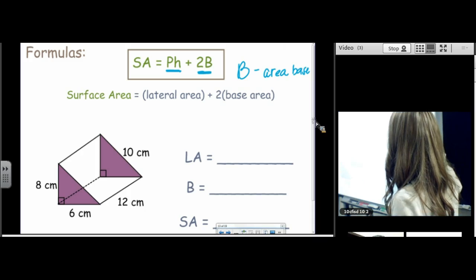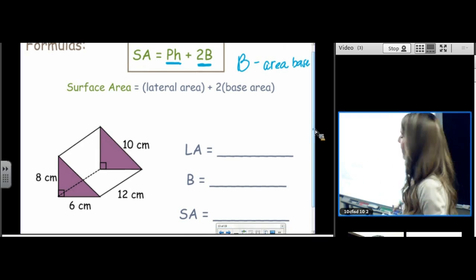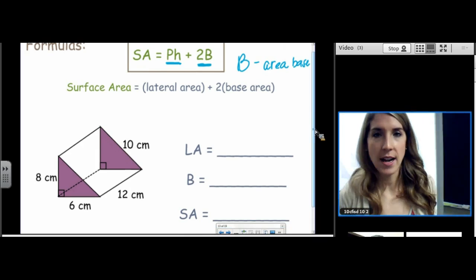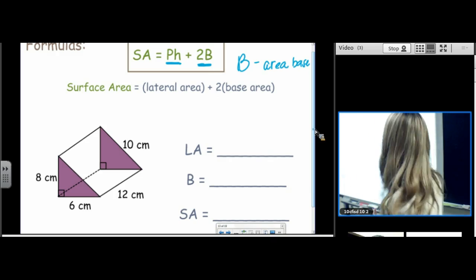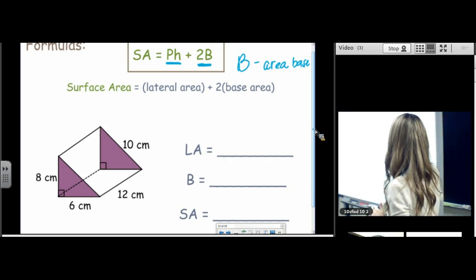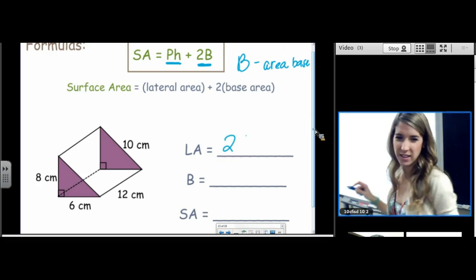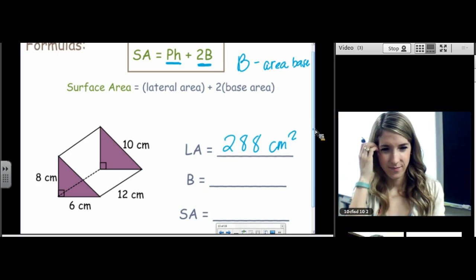Okay. So we already found the LA. There's no reason to find it again. Never find it again. Just use it again. We already found it. It was 288 centimeters squared. Did I remember that correctly?